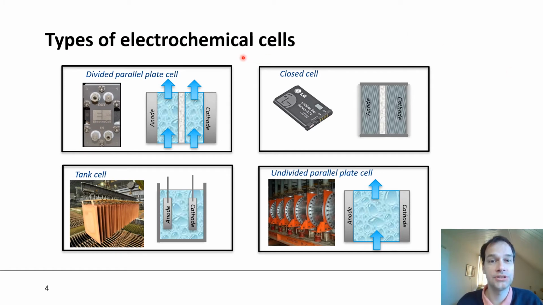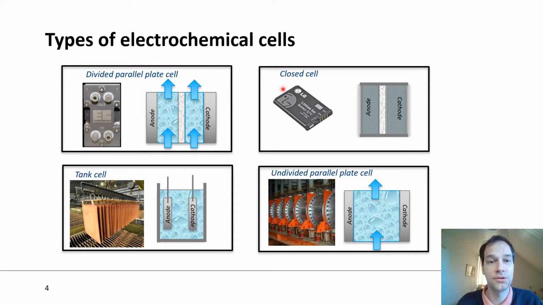We already discussed in the module on laboratory techniques that a parallel plate cell is the cell that most closely resembles industrial electrochemical cells, and it does. And here you see such a typical parallel plate cell in which you have a membrane which separates the anode and the cathode compartment. But there are more types of electrochemical cells.